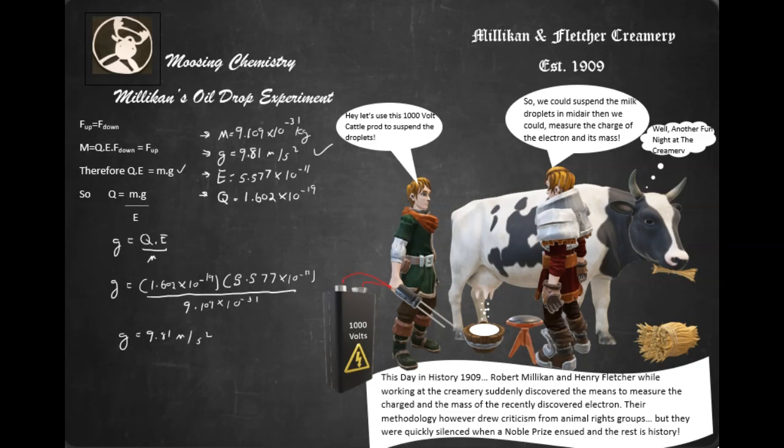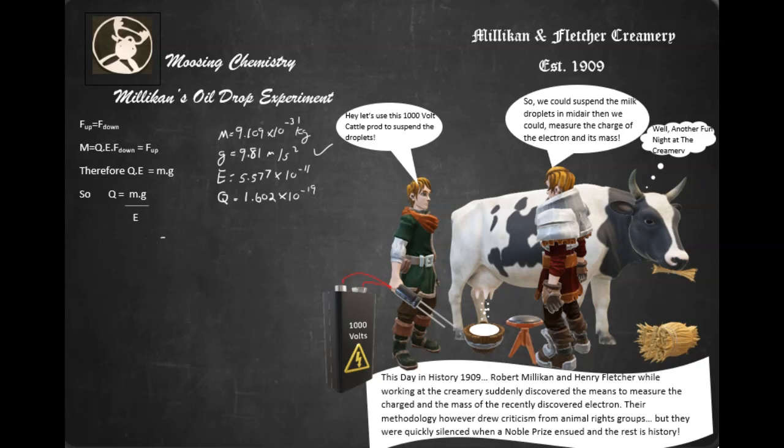But what if we wanted to find the electrical field? What if we didn't know what the electrical field is? All right, so let's go ahead and do that then. I'll calculate that, and then we'll go back and look at the oil drop experiment one more time, since we find out where these numbers come from. Okay, so now we're going to calculate for E.